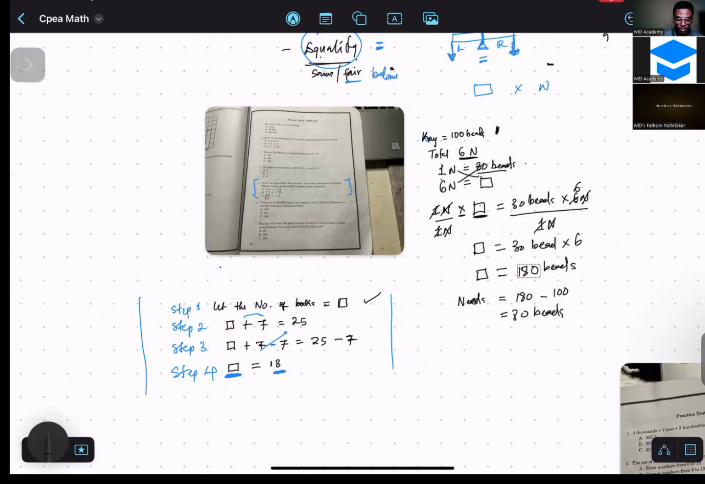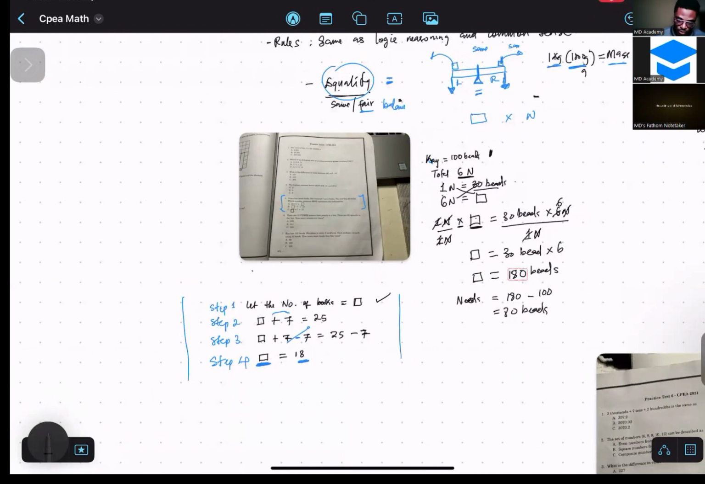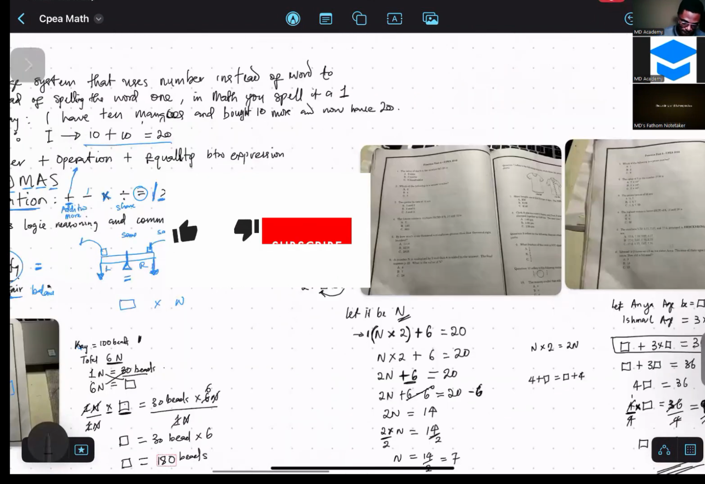So that's how you solve this problem. So this is actually easy. As the years go by, it becomes a little bit more interesting. So let's see how this problem was actually expressed in the next year.